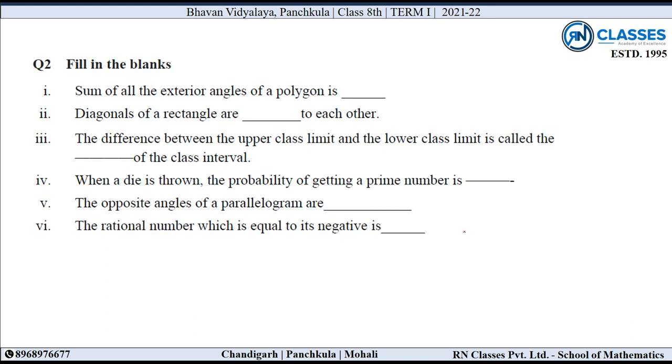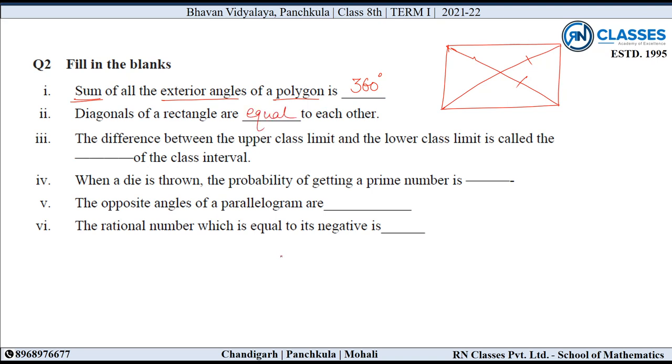Fill in the blanks. Sum of all exterior angles of a polygon. Ek polygon hai, sum of all exterior angles kya hota hai? Hame pata hai, 360 degrees. Ye to hame pata hi hai. Property hai guys, yaad hona chahiye, 360 degrees. Diagonals of a rectangle are dash to each other. Here a rectangle. Right? Diagonals are equal. Ye iske equal hoga, right? Equal likho. Equal to each other.